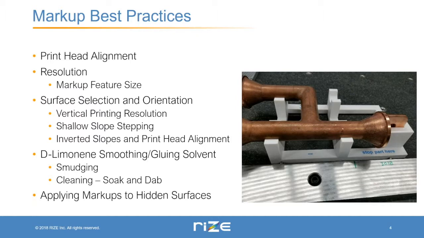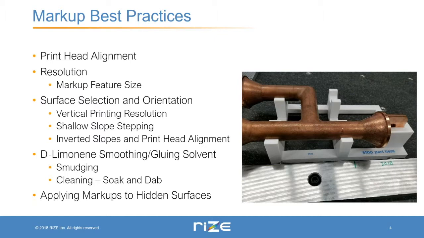However, the D-limonene can also be useful for actually removing a markup. And the best way to do this is to put a few drops of D-limonene onto the markup that you'd like to remove, let it soak for a little while, maybe a minute or two, and then dab it off, and then maybe apply another few drops and do that a few times to remove it as well as you can.